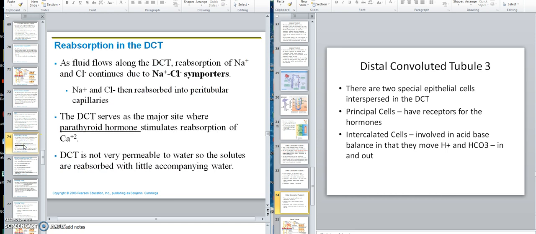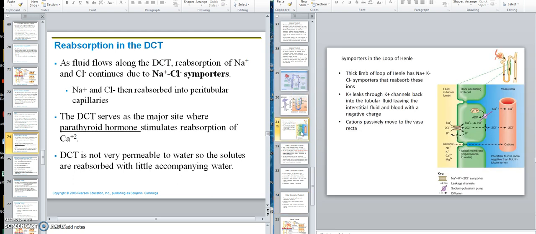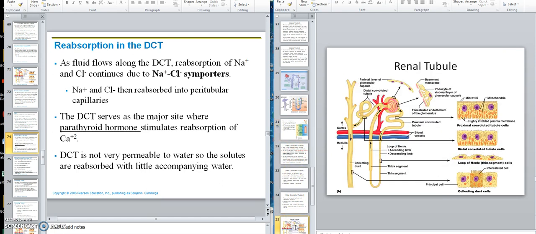See what we got. Okay, as fluid flows through the distal convoluted tubule, reabsorption of sodium and chloride continues due to sodium chloride symporters. They're being reabsorbed because you have that sodium-potassium pump in the back. That sodium-potassium pump is what actually does that. All right, see, I don't really have a good picture of DCT action.